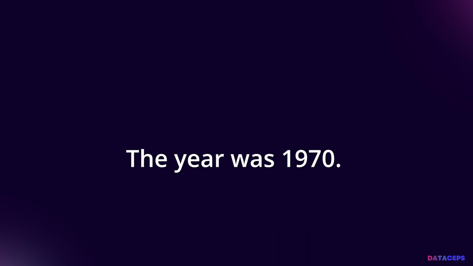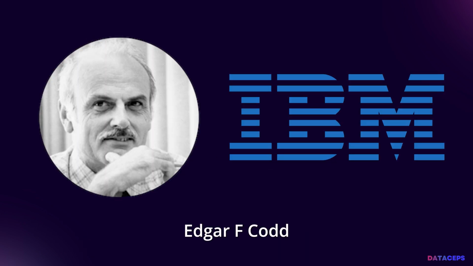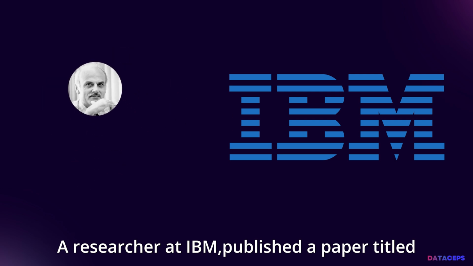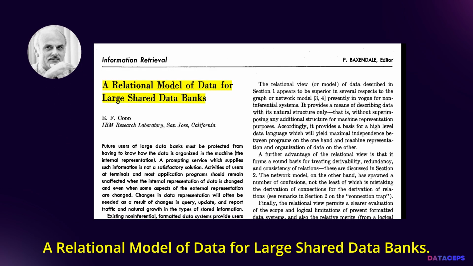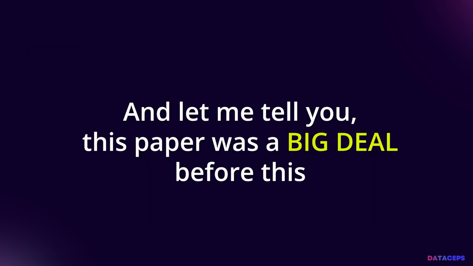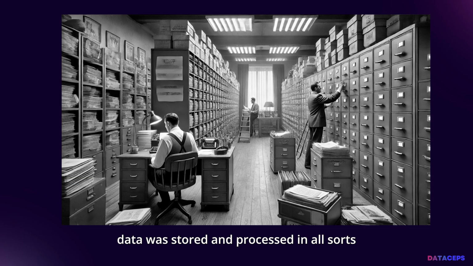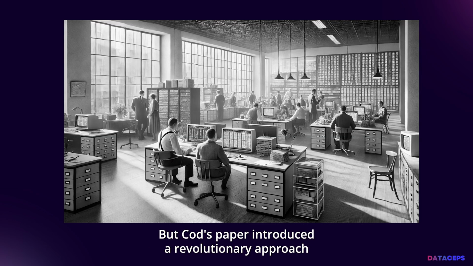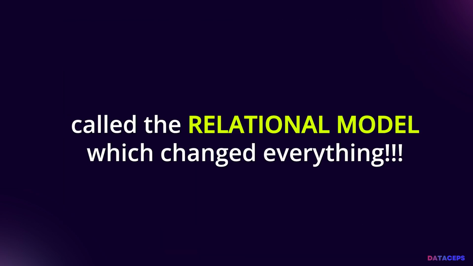The year was 1970. Edgar F. Codd, a researcher at IBM, published a paper titled A Relational Model of Data for Large Shared Databanks. And let me tell you, this paper was a big deal. Before this, data was stored and processed in all sorts of complex and unconventional ways. But Codd's paper introduced a revolutionary approach called the relational model, which changed everything.